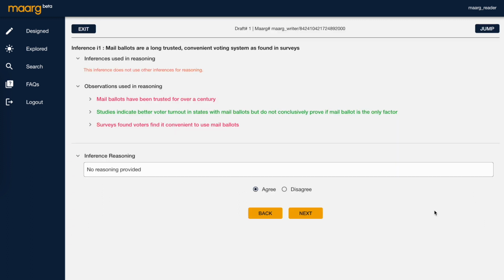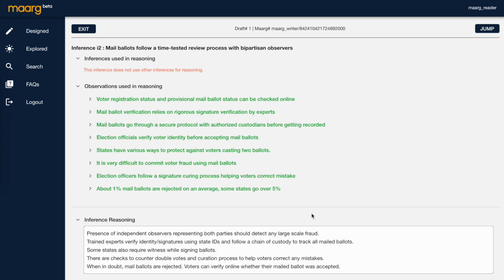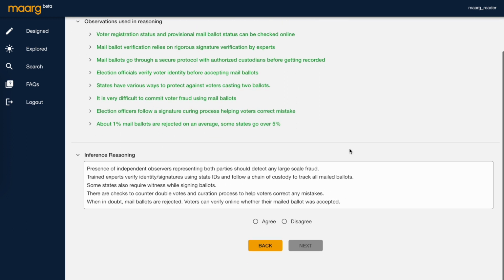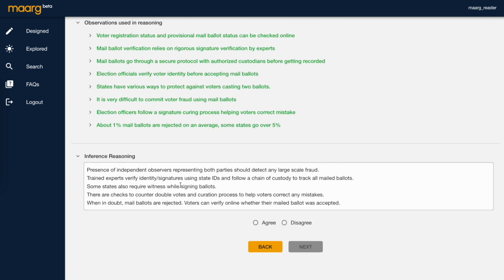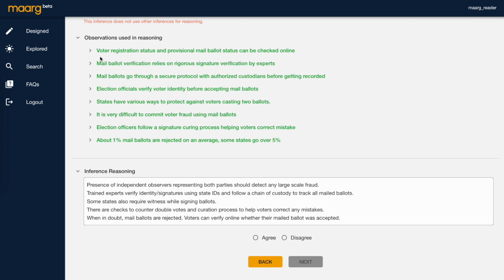So you can keep moving in this series of observations until the inference. Inference is the reasoning of the actual argument of the author. So press next. In this example, you do not have a reasoning. The author has not given a reasoning, but we can press next to move to the next inference. And in this inference, we can see some logical reasoning presented based on the observations used by the inference.